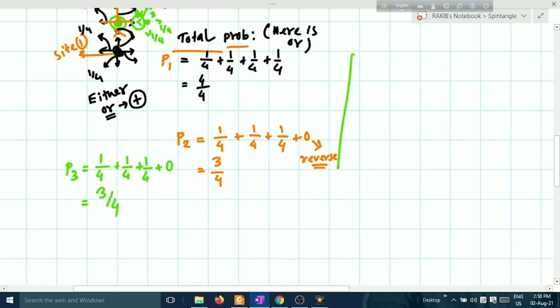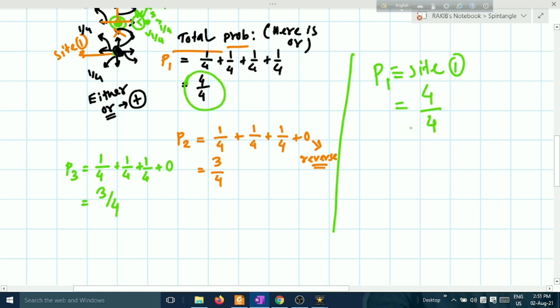Which are the 3 probabilities? P1, this is the site 1 probability. When you are on site 1, you can go any way of the 4 ways. You have 4 ways and each way has 1/4 probability. This means the site 1 probability becomes 4 by 4. I have written it there.